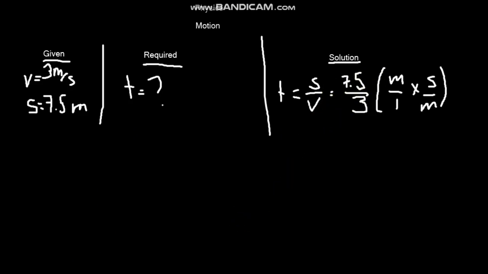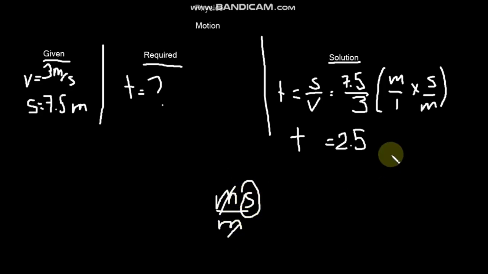So you can say that 2.5, just make t over here, and meter cancels meter in here. You can directly cancel it or just do it m s over m. Meter cancels meter here, leaving the seconds in here. So it will take 2.5 seconds to travel 7.5 meters at the speed of 3 meters per second.